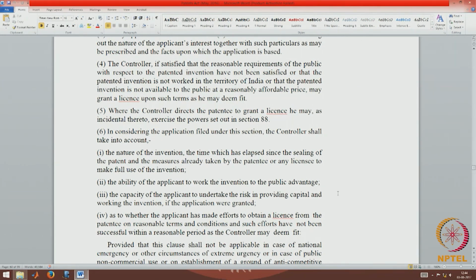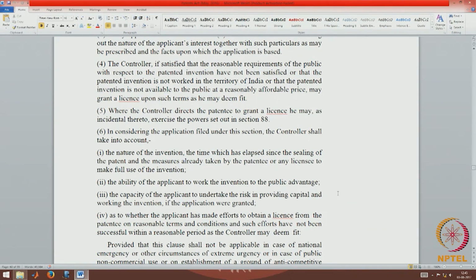2. The ability of the applicant to work the invention to the public advantage. So, if the person interested has only a research interest, and in another case the person interested is a competitor who has manufacturing capacity, those two things will weigh differently in considering whether a patent should be put on compulsory license. So, the ability of the applicant to work the invention to the public advantage is important.